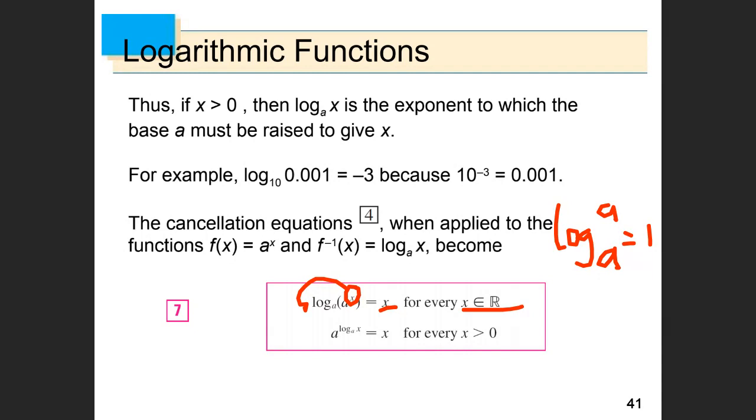Now, the second one is also very important. A raised to the power log of x to the base of a, you also have x. So, for example, if I have 2 raised to the power log of any function, let's say log of x, with base 2. If you take 2 raised to the power log of the same base 2, your output is just going to be x. That's how the cancellation works. And why does x have to be greater than 0? Because there's no log of 0 or log of a negative number. So x has to be greater than 0. Keep in mind, log of 0 is undefined and log of a negative number is undefined.